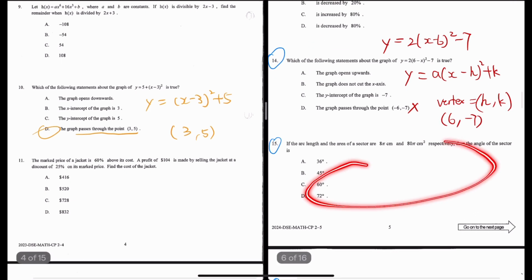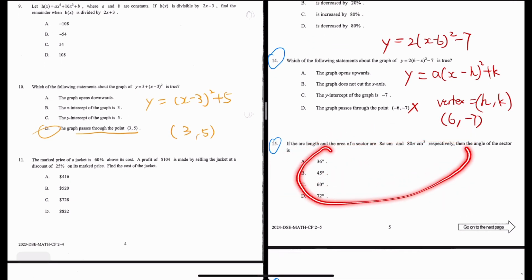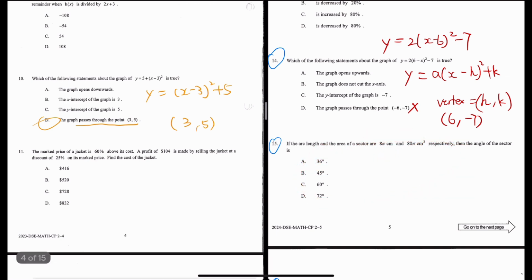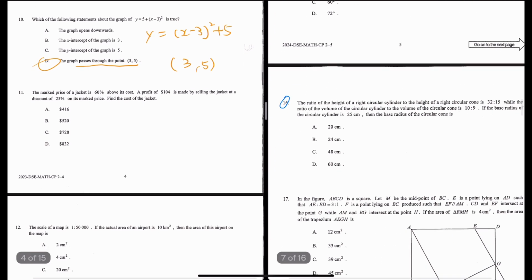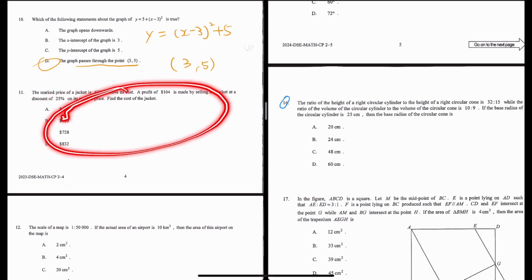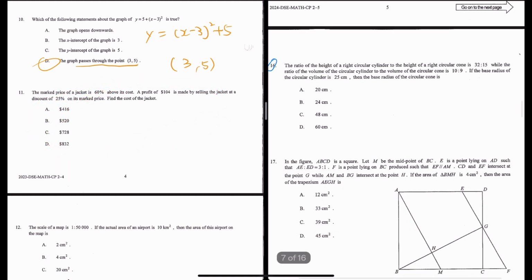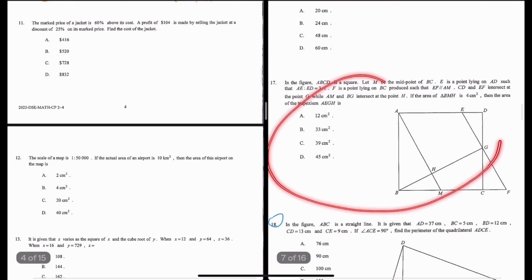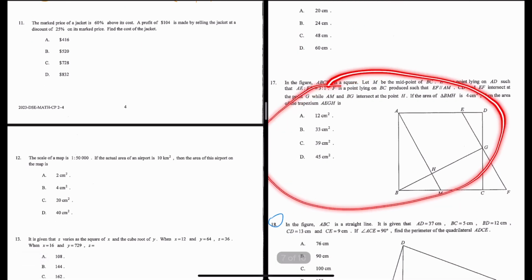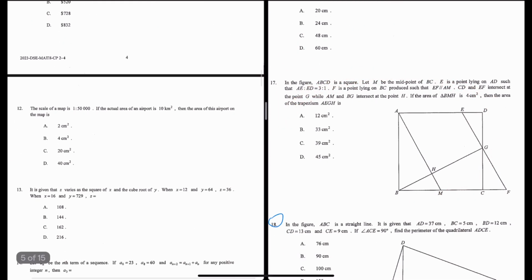For this one, you just need to memorize the formula. If you don't know the formula, go watch the mensuration video. And for the percentage, just use the method I taught you. And this one, you can try to do it. You can draw it out. Don't use your time on it, you can draw it out, or you just skip it first.